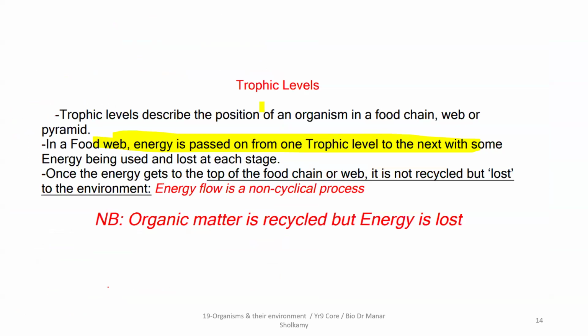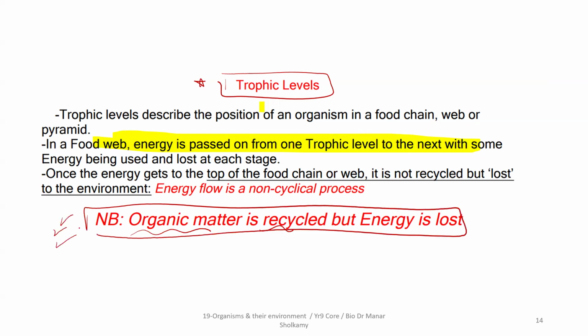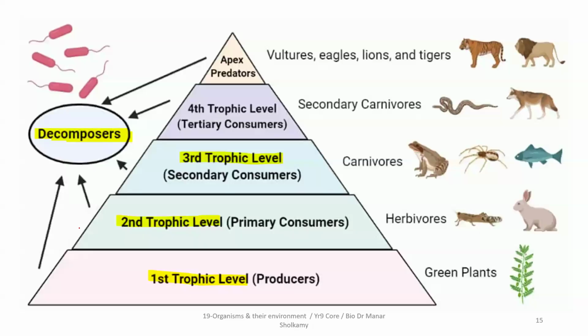Okay. Now, trophic levels. Again, this is very easy and very important. I think I mentioned that organic matter is recycled, but energy is lost. This is very important. That's why it's in red and it's in bold. Now, trophic levels are very easy to understand when we understand this energy pyramid. This is an energy pyramid. An energy pyramid is a pyramid, as you can see, that shows you the flow of energy between organisms.